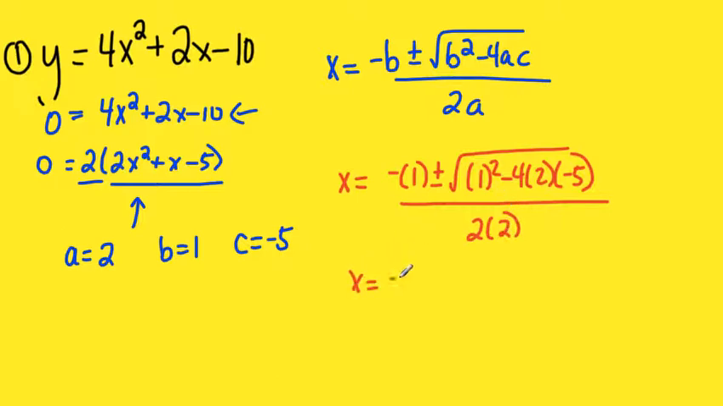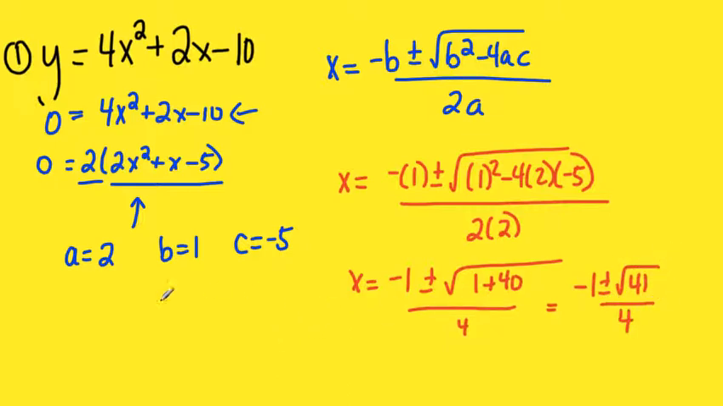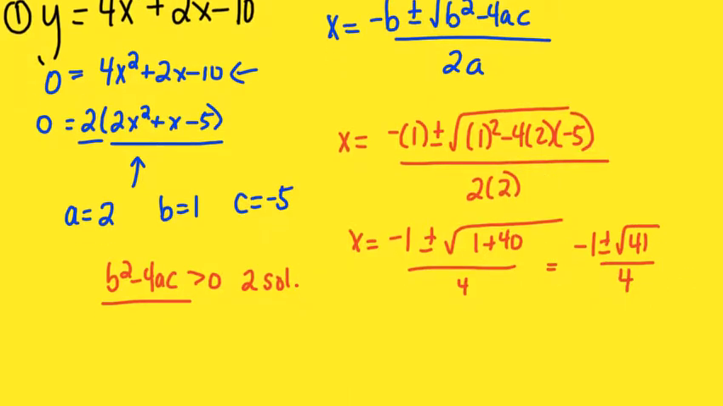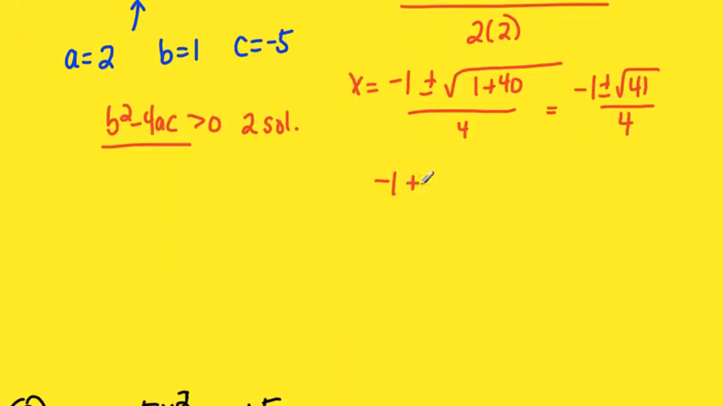Now simplify that, so you'd have negative 1 plus or minus the square root of 1, and negative 8 times negative 5 would be 40, over 4. And you'd have negative 1 plus or minus the square root of 41 over 4. Now remember, this b squared minus 4ac is called the discriminant. When it is greater than 0, that means there are two solutions. So there are two solutions, negative 1 plus square root of 41 over 4 and negative 1 minus square root of 41 over 4.